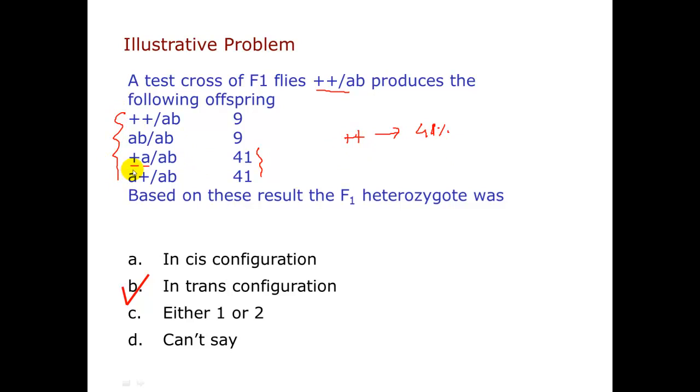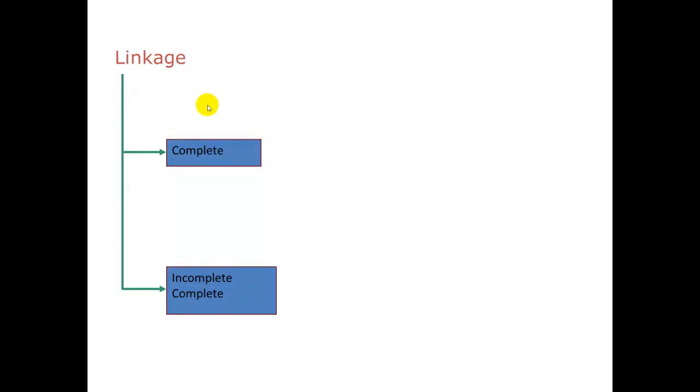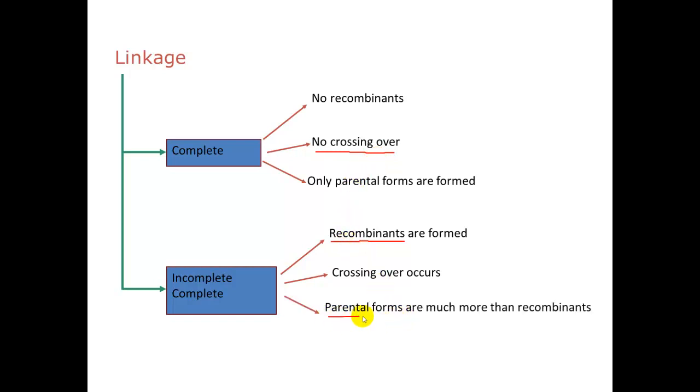Now let's talk about the linkage, the types of linkage. There are two types of linkage, one what we call complete and second is the incomplete linkage. In case of complete linkage, there will be no recombinants, only parental forms, but in case of incomplete linkage, recombinants are formed and their number will be less. Here no crossing over, but here crossing over happening. Okay, and here what we see, parental forms are much more than the recombinants. So this is the difference between complete linkage and incomplete linkage.